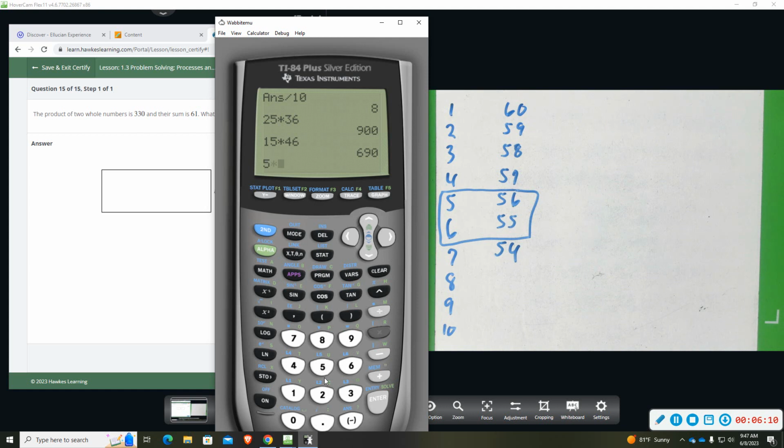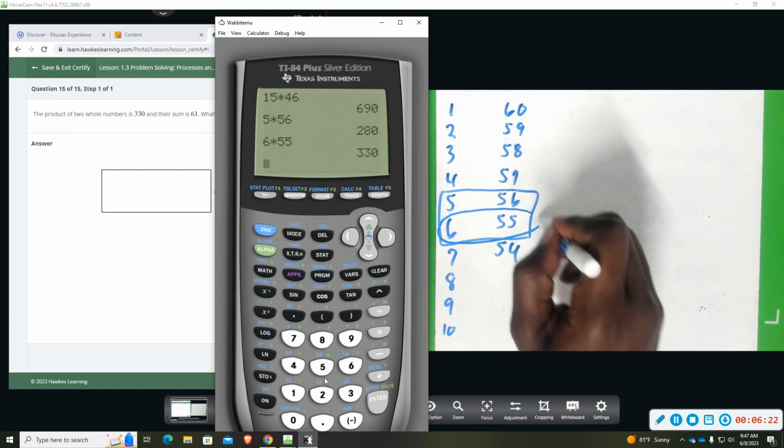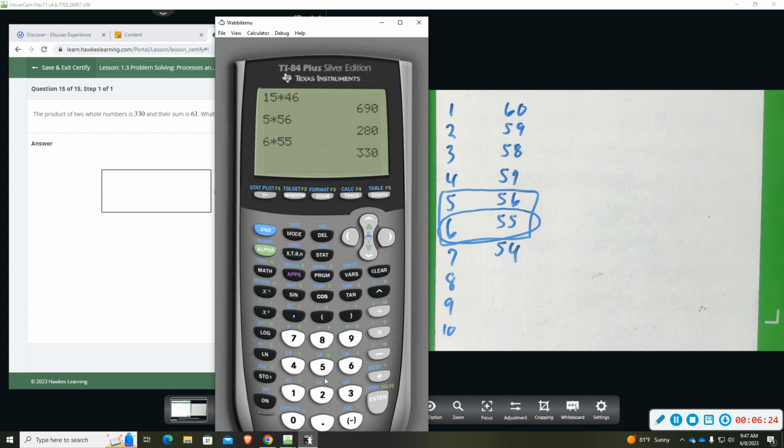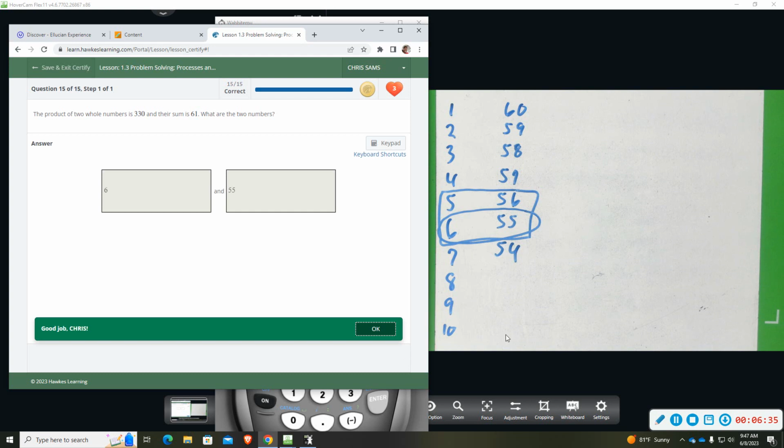5 times 56 is 280. 6 times 55, that's 330. So this is the one that we need. Okay. So 6 and 55. All right, so that'll complete the problem solving section 1.3.